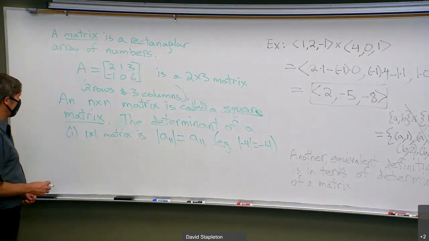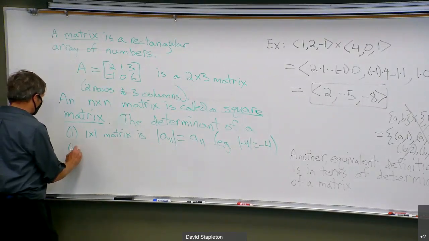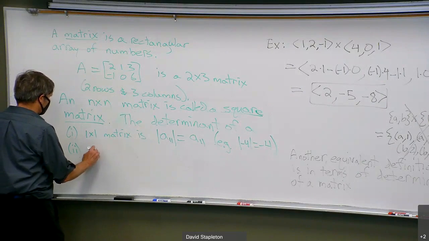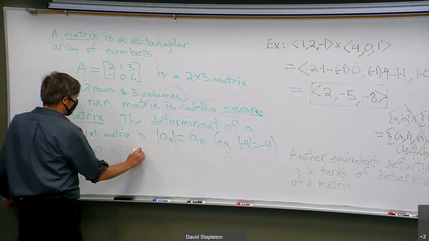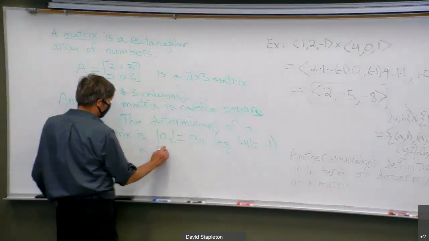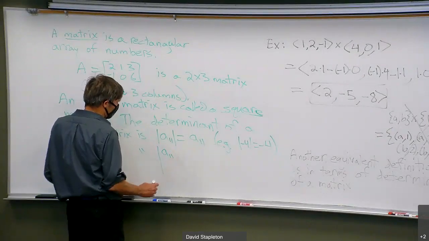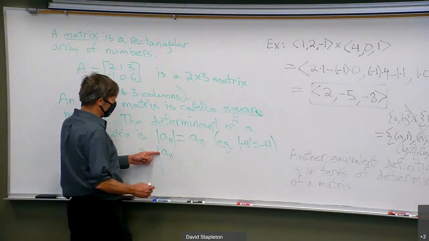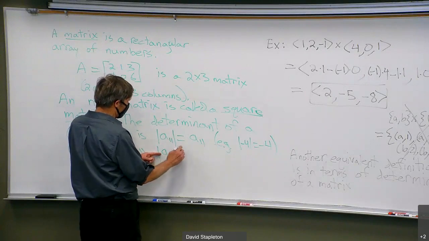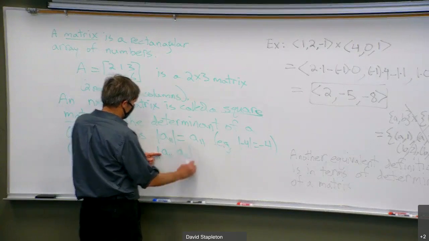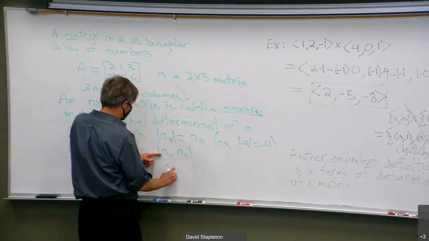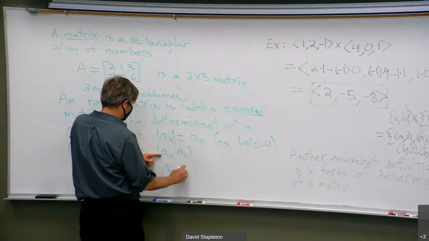And how about a 2 by 2 matrix? A 2 by 2 matrix has, well, it has 4 elements, 2 rows and 2 columns. So we index them like this. A11 will be the number in the first position. A12 is the number in the second position. A21 is the number in this position, and A22 goes here.